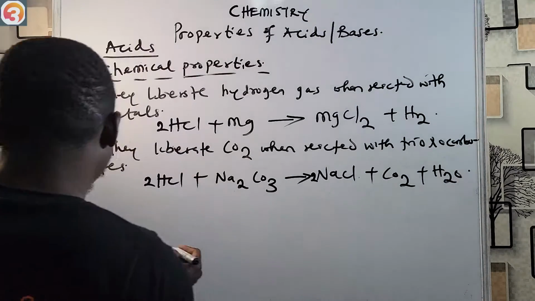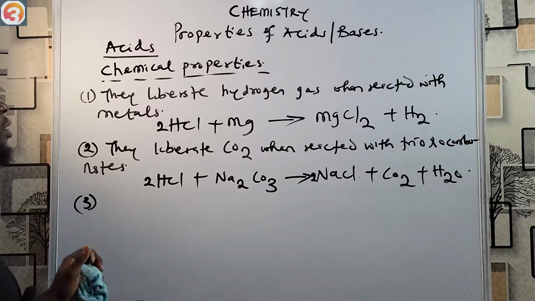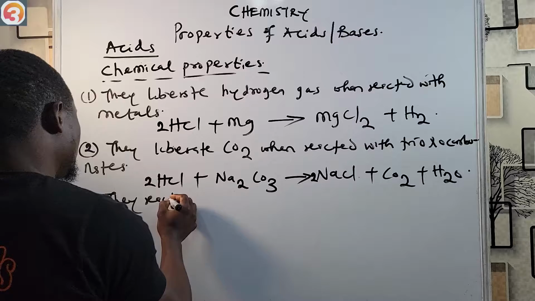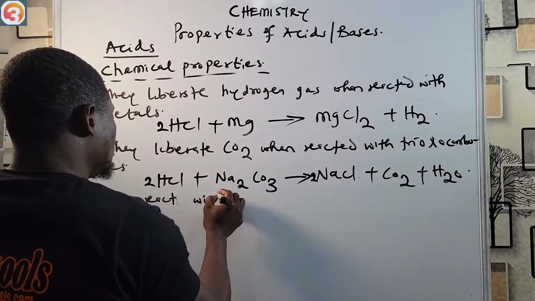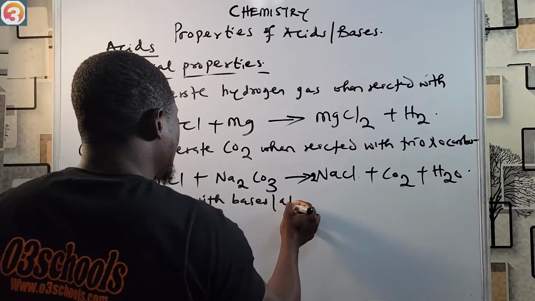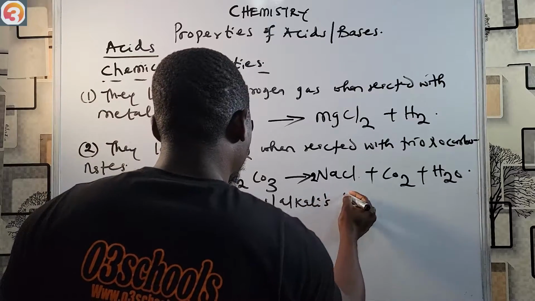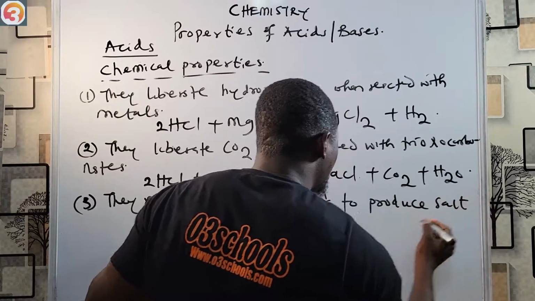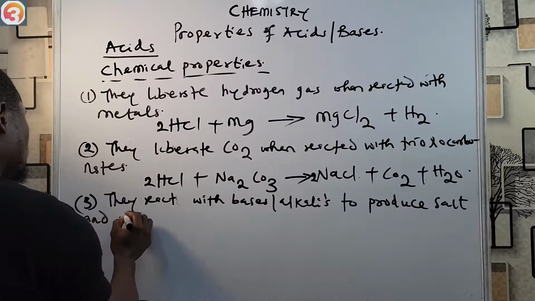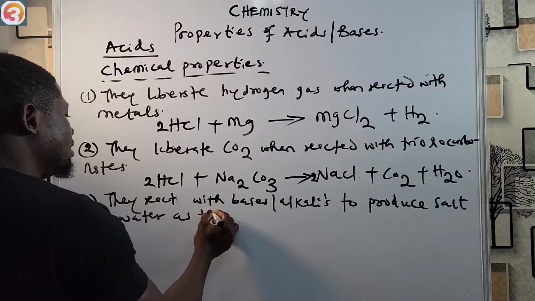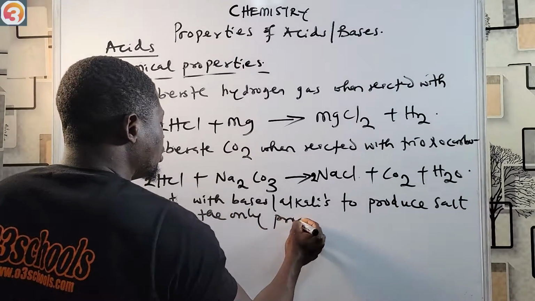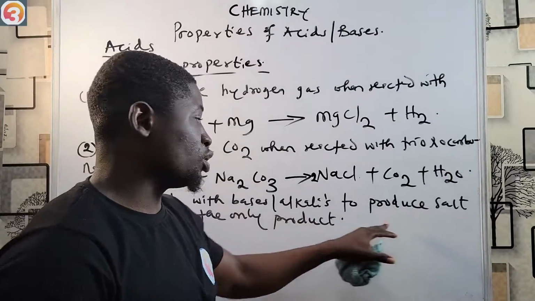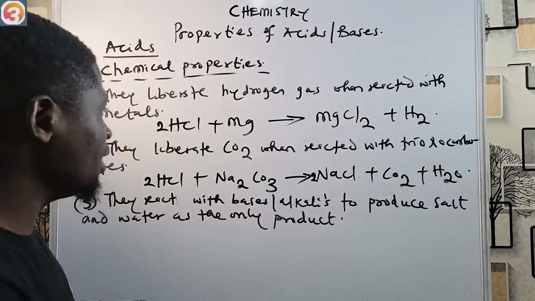Now, number 3. Let's see chemical properties of acid. They react with bases or alkalis to produce salt and water as the only product. All right, so they react with bases or alkalis to produce salt and water as the only product.